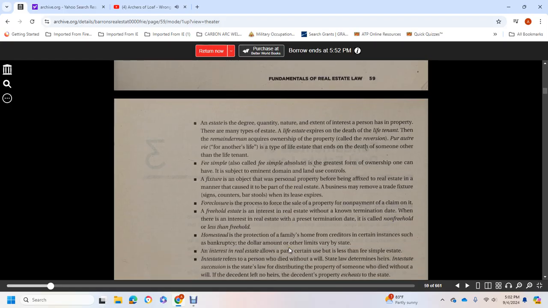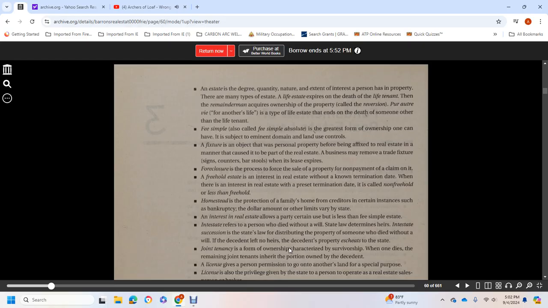Fixture is an object of personal property before being affixed to the real estate in a manner that causes it to become part of the real estate. A business may remove trade fixtures, signs, counters, bar stools when its lease expires. Foreclosure, process for selling property for non-payment on a claim. Freehold estate is an interest in real estate with an unknown termination date. When there is an interest in real estate with a present termination date, it is called non-freehold or less than freehold.